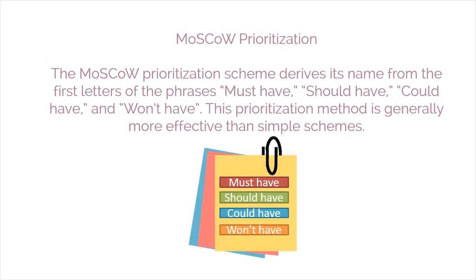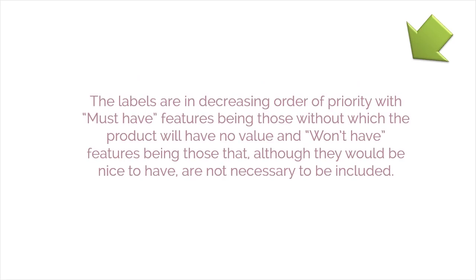B. MoSCoW prioritization. The MoSCoW prioritization scheme derives its name from the first letters of the phrase must have, should have, could have, and won't have. This prioritization method is generally more effective than simple schemes. The labels are in decreasing order of priority, with must-have features being those without which the product will have no value, and won't-have features being those that, although they would be nice to have, are not necessary to be included.